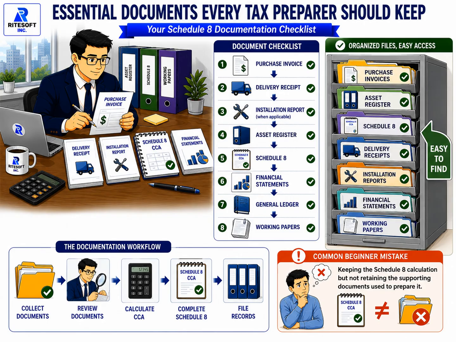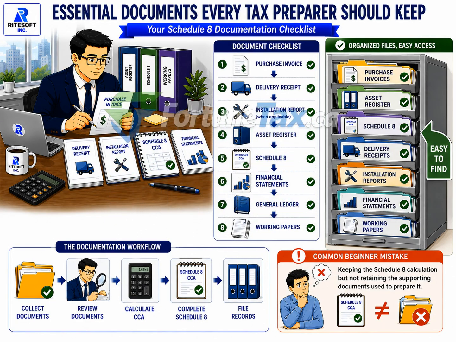For assets that require assembly or setup, an installation report may also be important. This document helps demonstrate that the asset was installed and prepared for its intended business use before capital cost allowance was claimed. Another essential record is the fixed asset register.